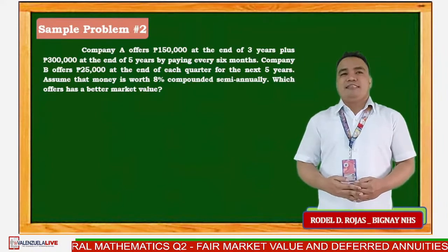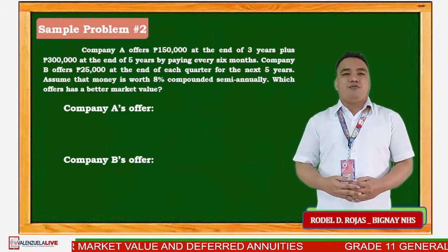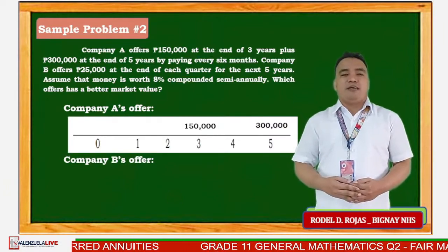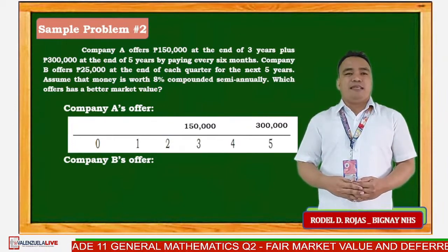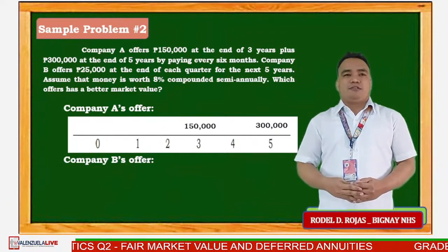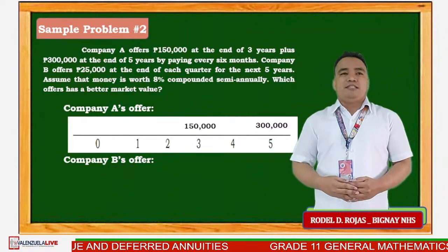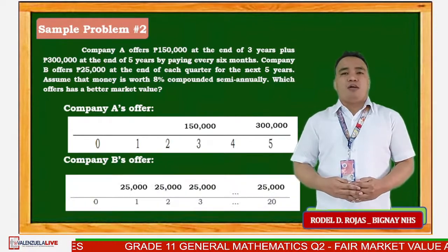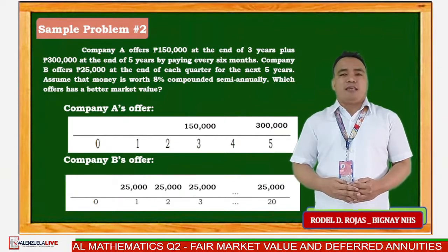Again, let us illustrate the cash flows of the two offers using time diagrams. For Company A's offer, we start with 0 and end with 5 since term or T equals 5. At the top of 3, we write 150,000 pesos for the payment at the end of 3 years and 300,000 pesos at the end of 5 years. For Company B's offer, we start with 0 and end with 20, since we have 4 quarters in every year up to 5 years for a total of 20 quarters. At the top of number 1, we write 25,000 pesos for the first quarter payment and so on.